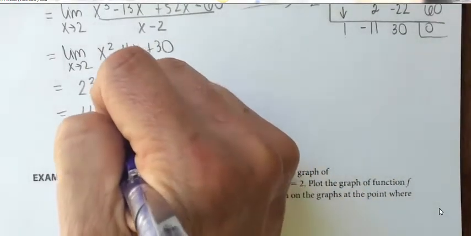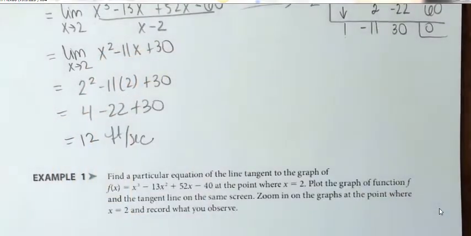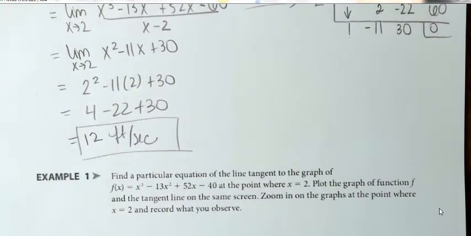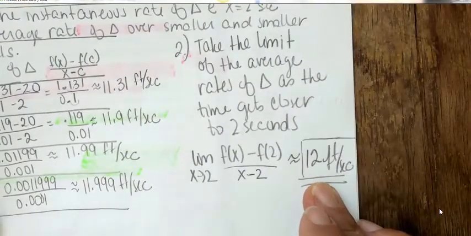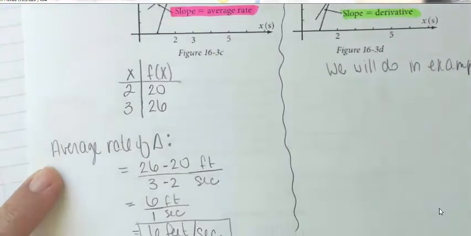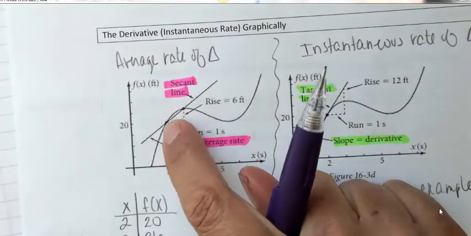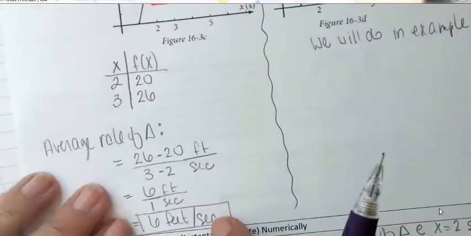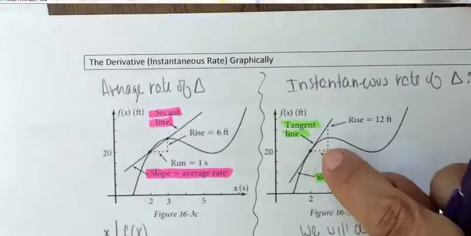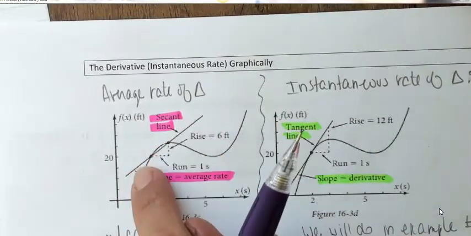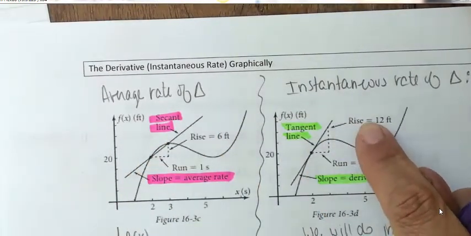So right now, 12 feet per second appears to be my instantaneous rate of change, or the velocity, at x equals 2 seconds, which was exactly the same as the way that we did it numerically. Not the same as the average rate of change, right? That average rate of change between 2 and 3, well, that is way too big of a gap, and we're getting 6 feet per second. The instantaneous rate of change is the slope of this tangent line, which is much steeper than the slope of the secant line, and hence it is 12 feet per second.